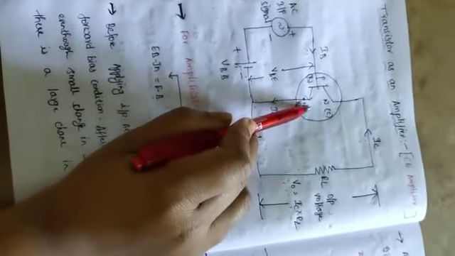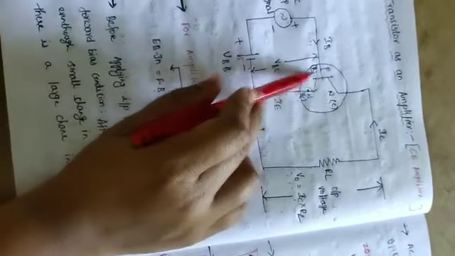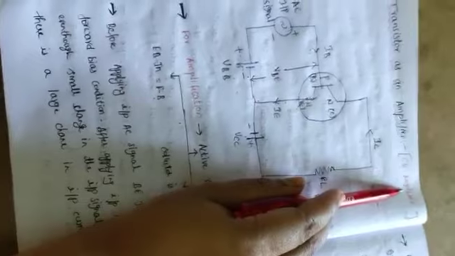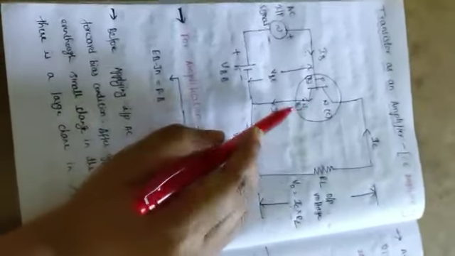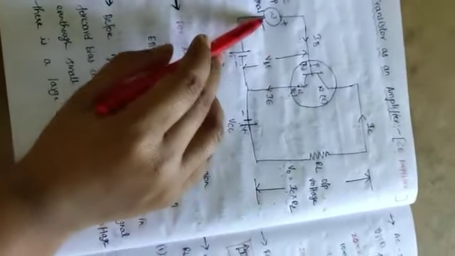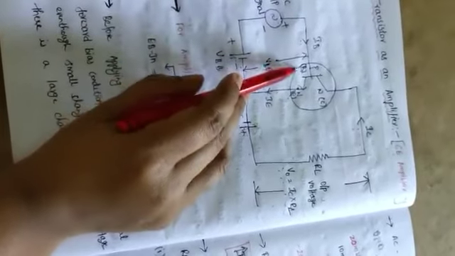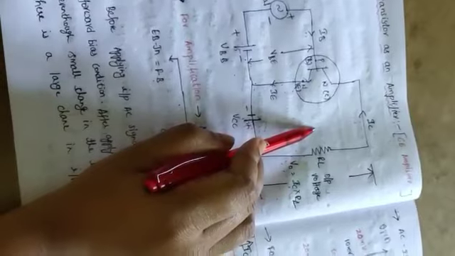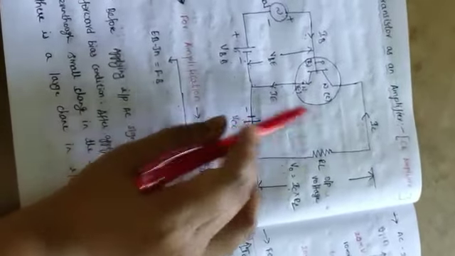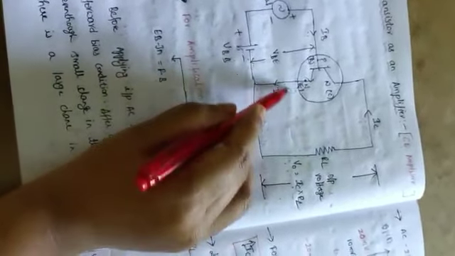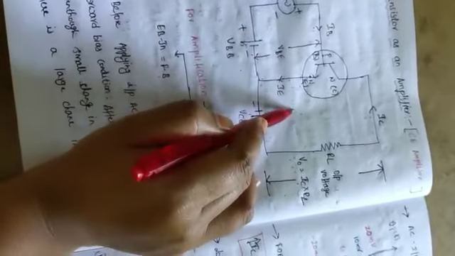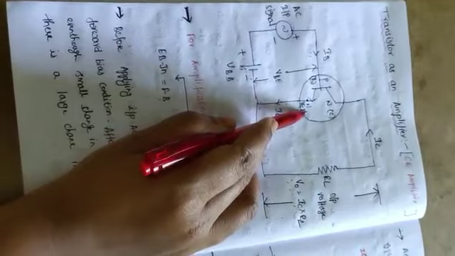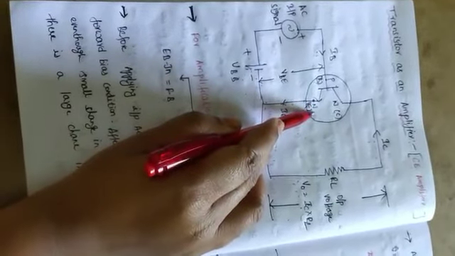Here the transistor is connected in CE configuration. That's why it is called a CE amplifier. The input signal is applied between base and emitter, and the output voltage is taken across collector and emitter. So the emitter terminal is common for both input and output, and that is why the transistor is connected in CE configuration.